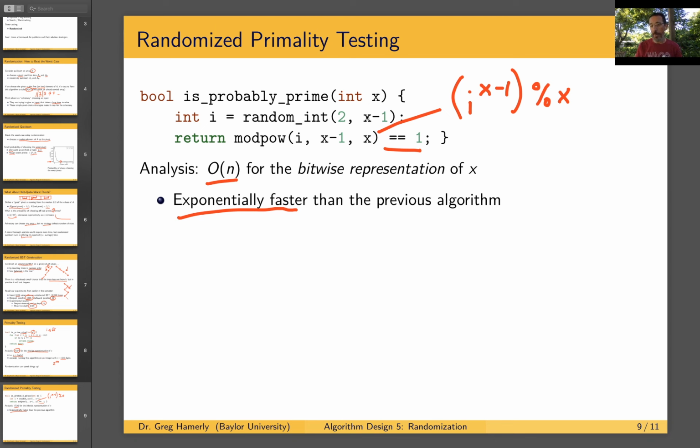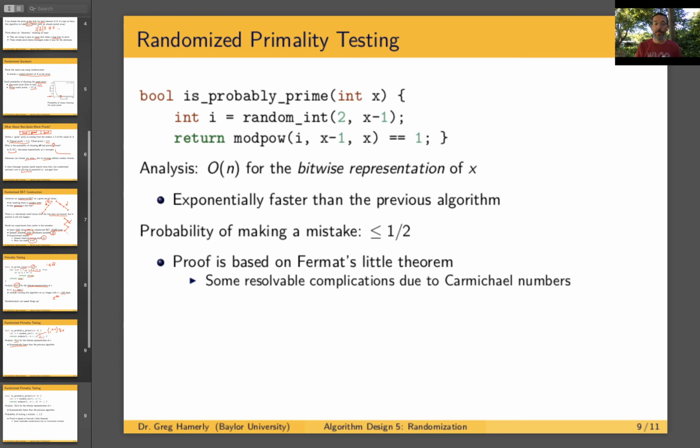And if it's a composite number, it could tell us that it's a prime number, or it could tell us that it's a composite number, depending on which random choice we make, okay? But the probability of making that mistake is less than or equal to 1/2. And the proof is based on Fermat's little theorem.